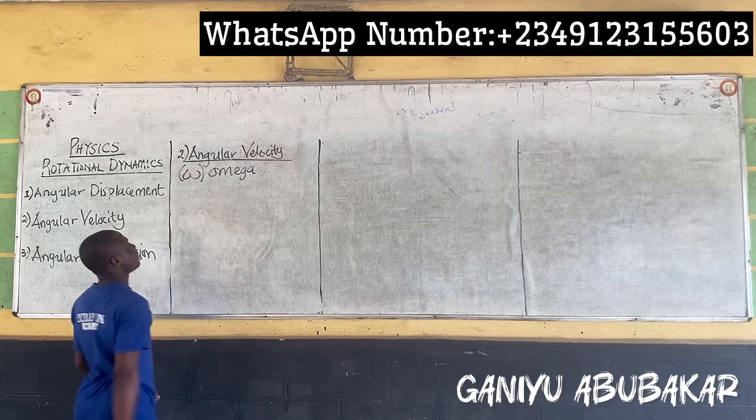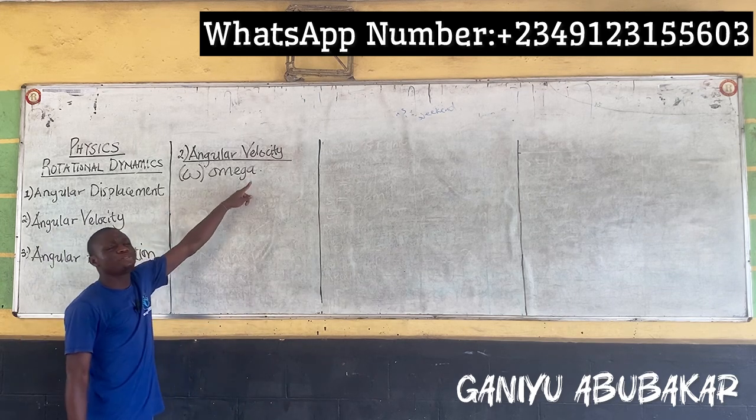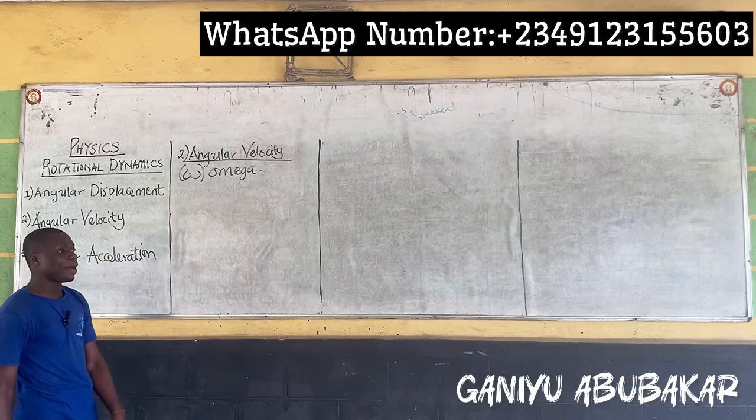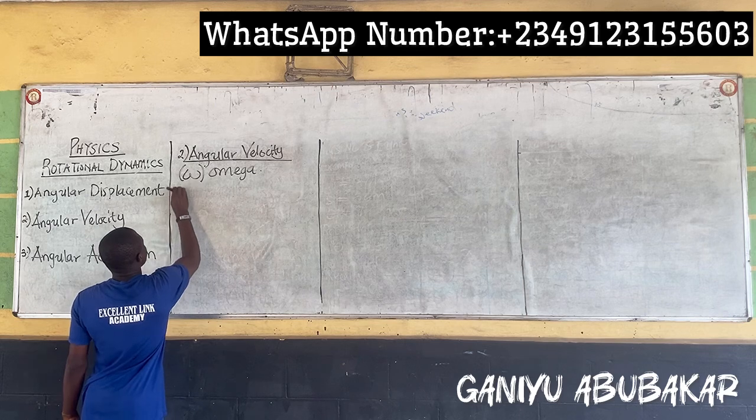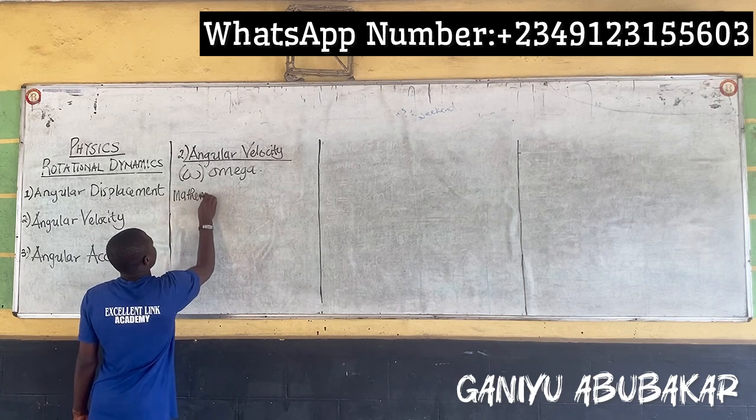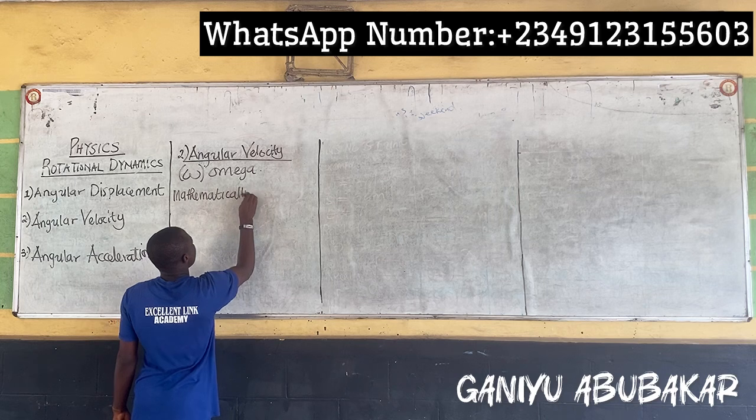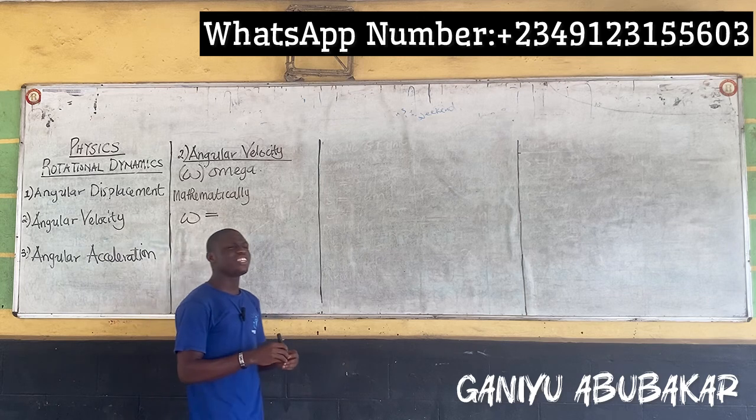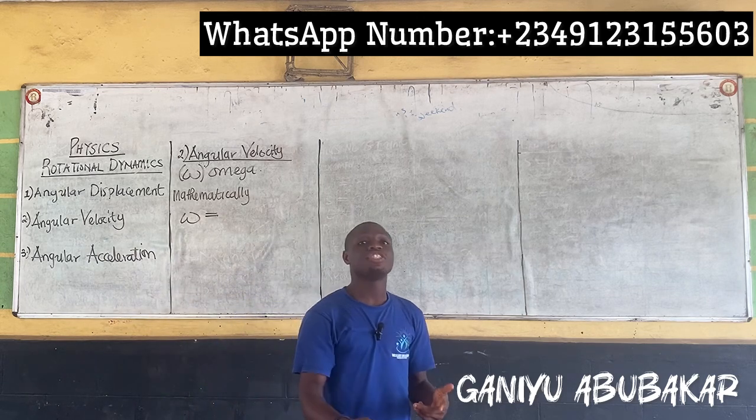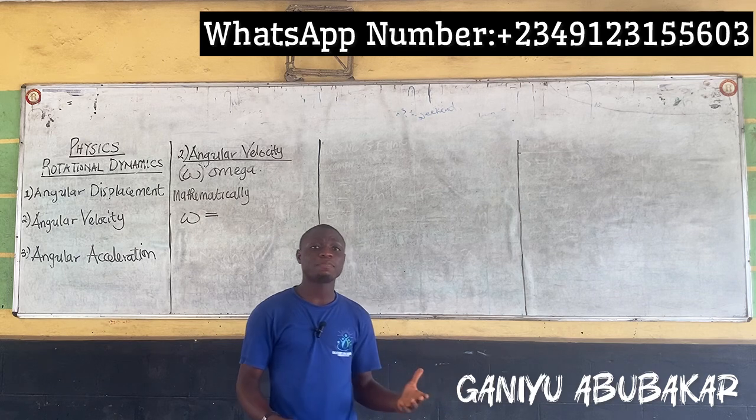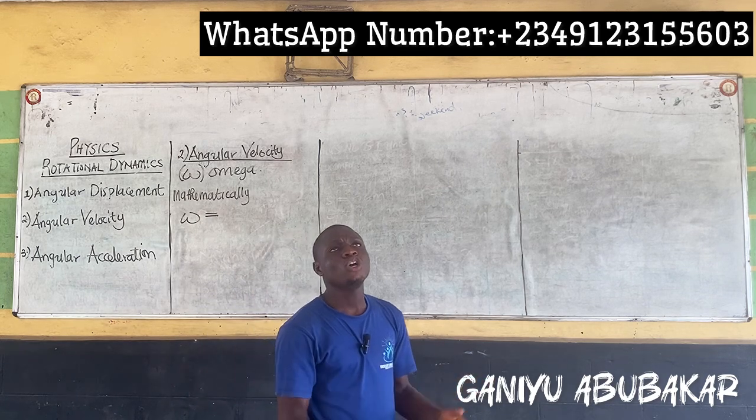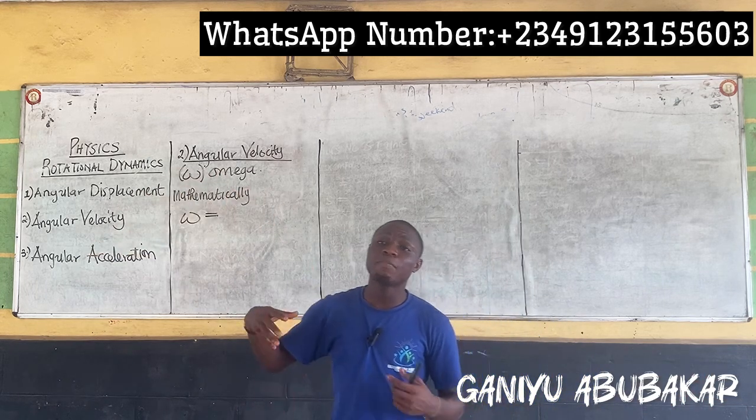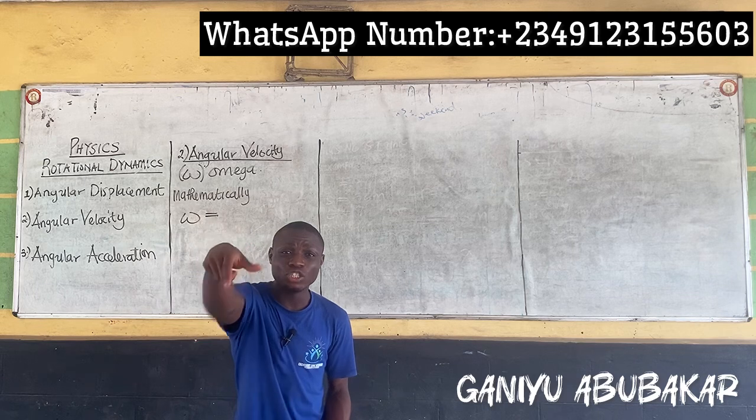All right. Angular velocity is represented by a Greek symbol called omega. This symbol is omega. Mathematically, omega is equal to, we said angular velocity is the rate of change of angular displacement. When it comes to rate of change, only the word rate of change is a time-bound word. So if I'm saying rate of change, it means over time.